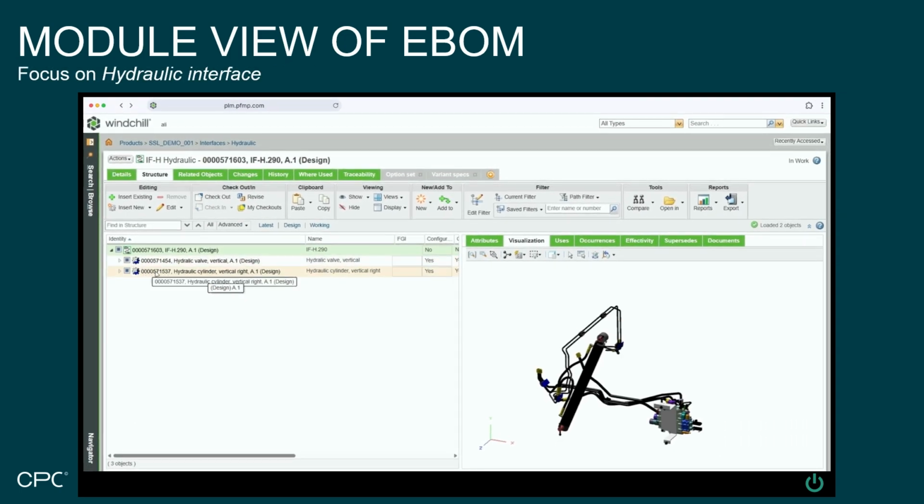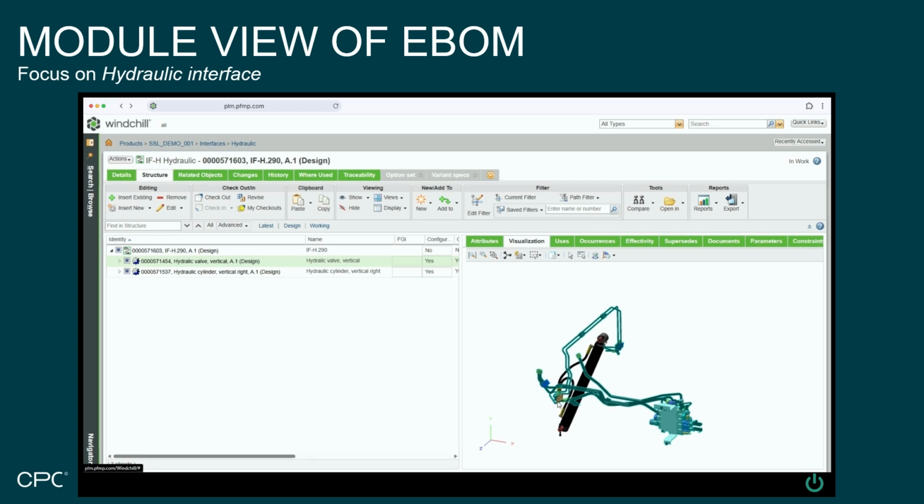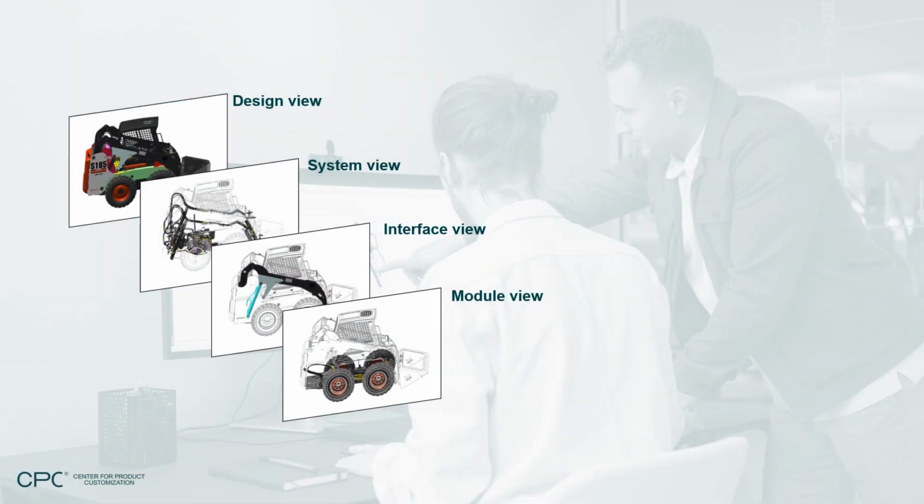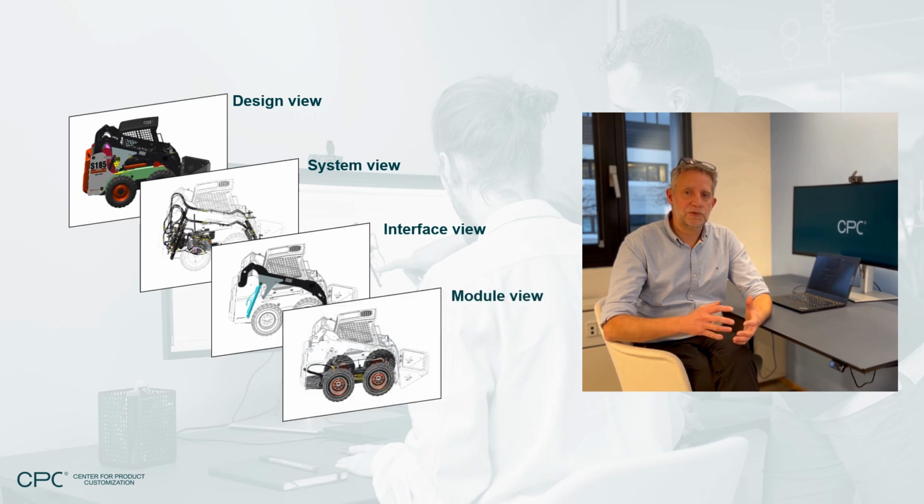This is an interface between the hydraulic cylinder vertical right and the hydraulic valve block. The interface is an object that connects these two design units. When you turn on the visualization, you can see how the interfaces are connected. These interface objects are very powerful for understanding the impact of a design change. You can assign specifications, workflows, and approvals to the interfaces. We have now shown you modules, functional systems, and interfaces.